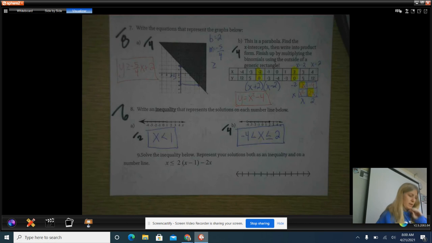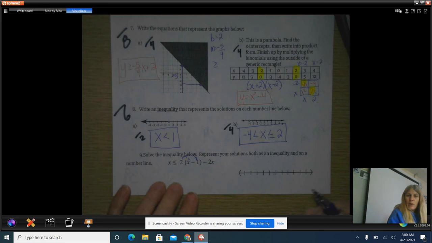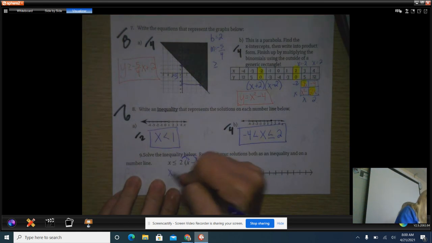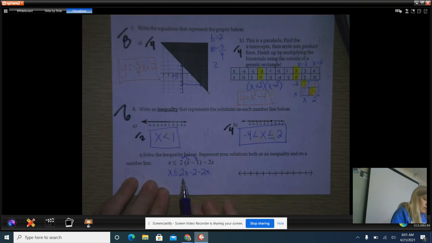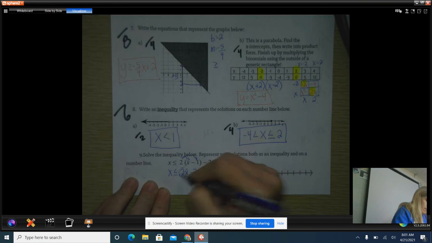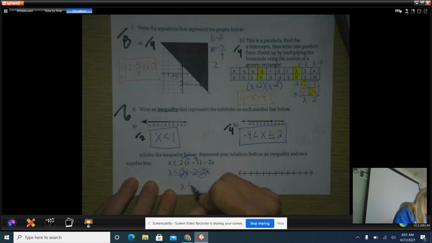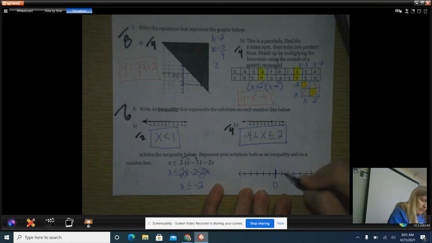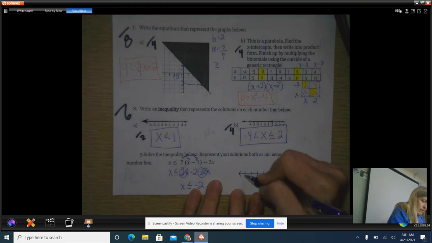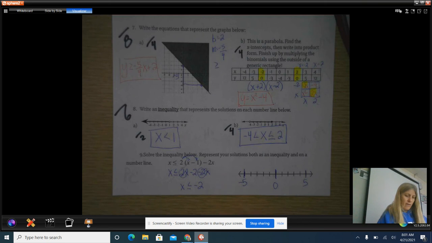Okay, our last problem on the test is simply solving for x and then graphing it. So we're going to go ahead and distribute. So x is less than or equal to 2x minus 2 minus 2x. 2x minus 2x cancels out. So we have x is less than or equal to -2. We're going to go ahead and make our number line. And we are going to have a closed circle because of our less than or equal to at -2.